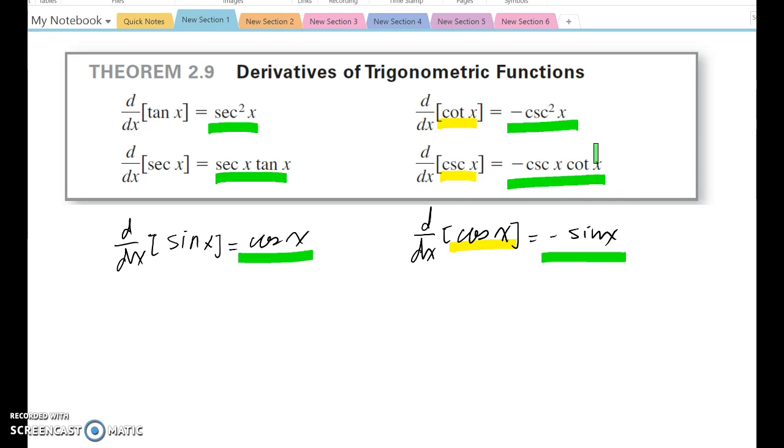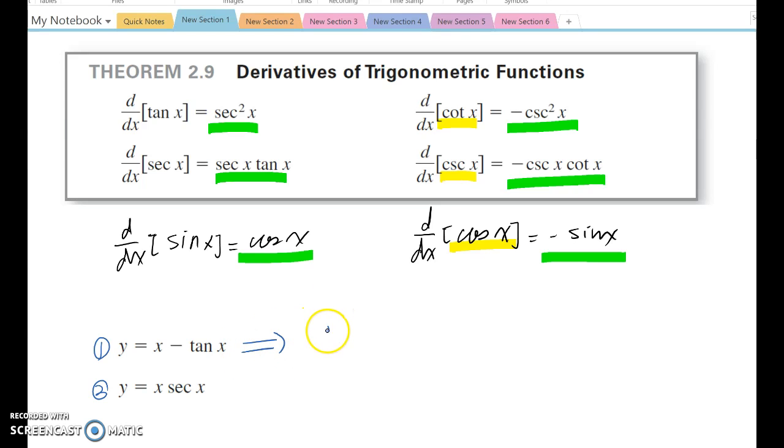Unfortunately, you have to remember all those 6 derivatives of trigonometric functions because you will keep utilizing them in calculus 2, calculus 3, or differential equations as well. Okay, then let's look at a few examples. Let's find the derivative of these two functions.